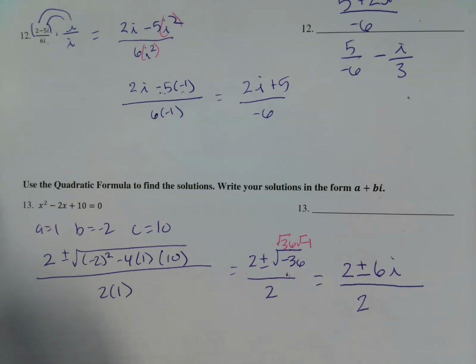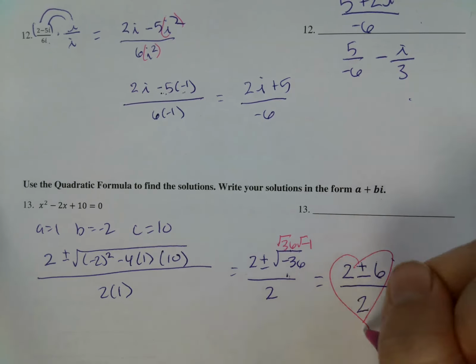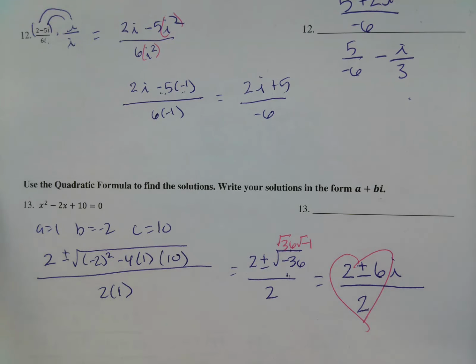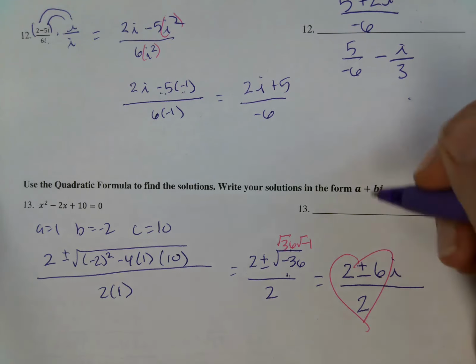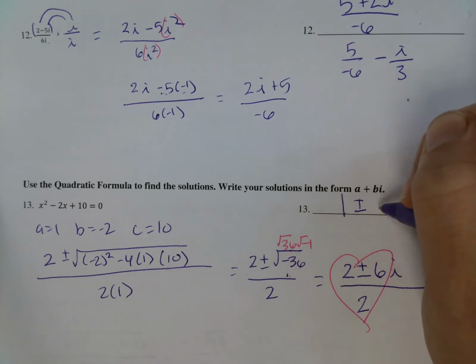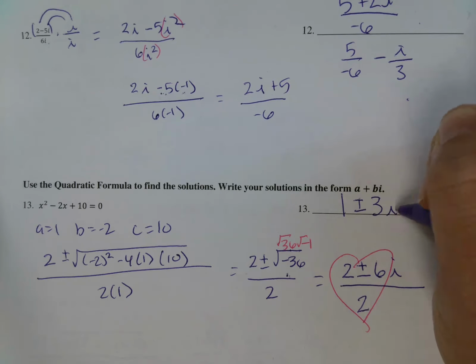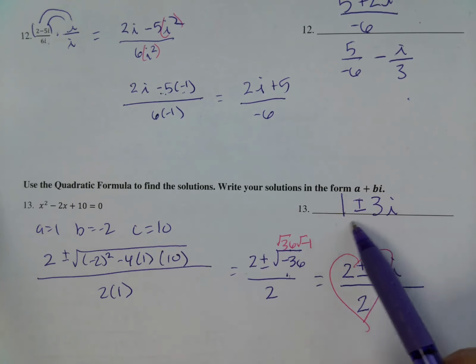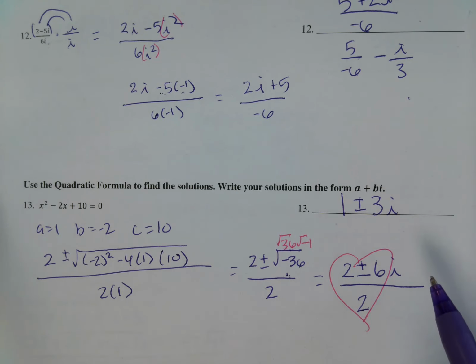And all of those numbers are divisible by 2. So 2 divided by 2 is 1, plus or minus 6 divided by 2 is 3. You still have that i. 2 divided by 2 is 1. You don't have to have the over 1, but you sure can if you want to.